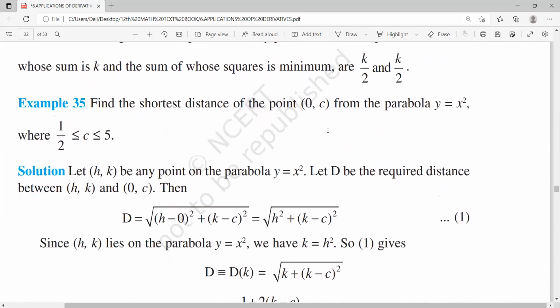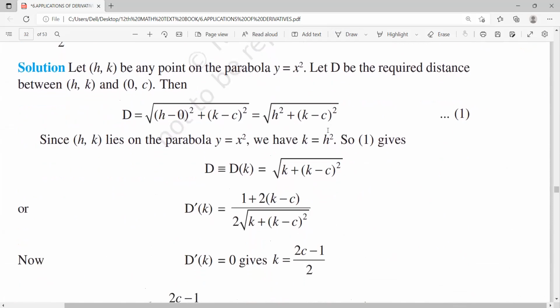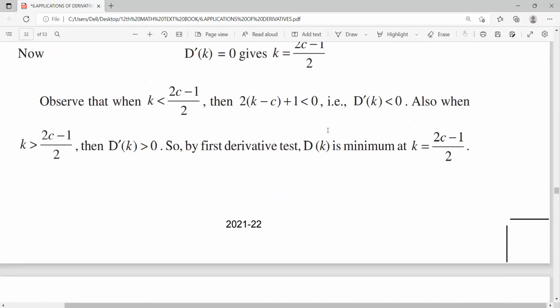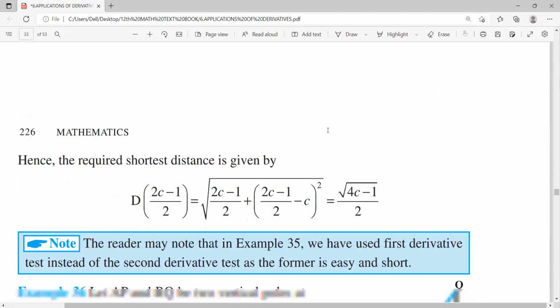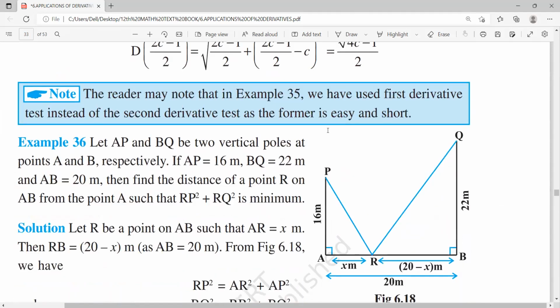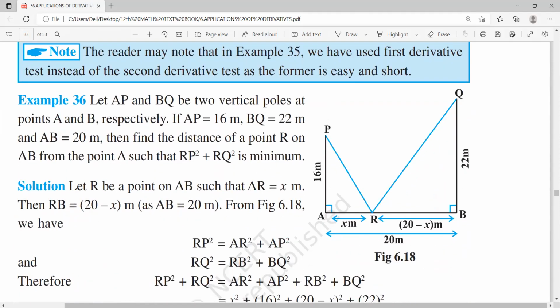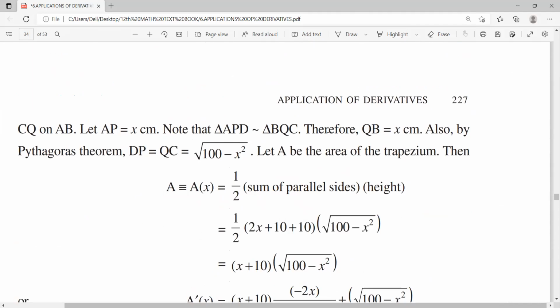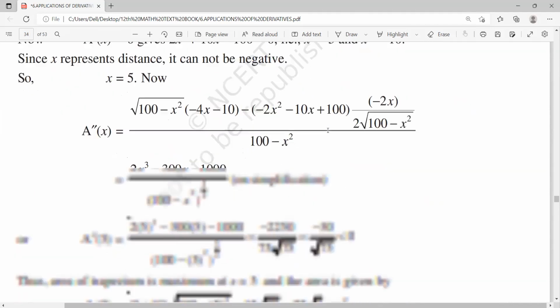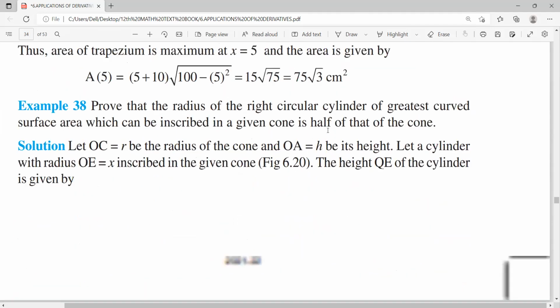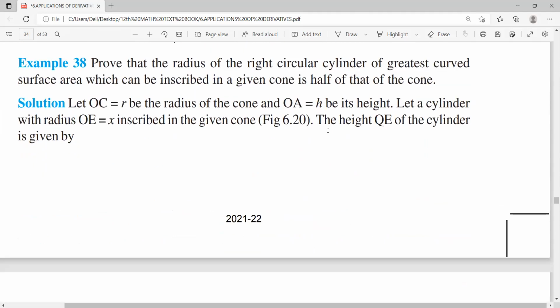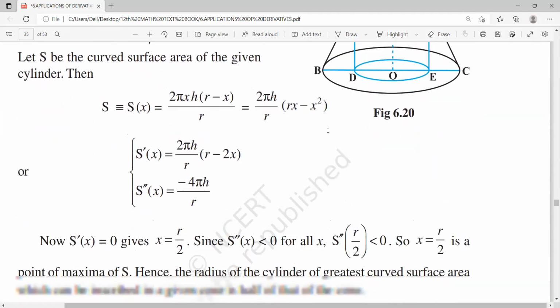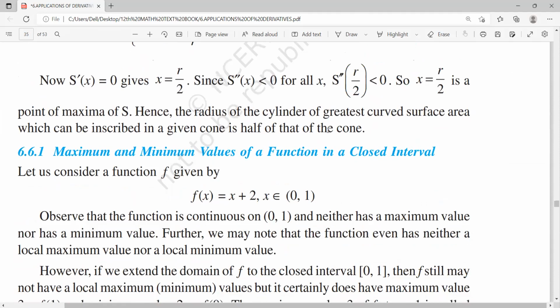Example 35, you can try once. Example 36, I'll tell you, example 36, 37, like that we'll discuss. 38. These are word problems, very, very important. These problems only come.